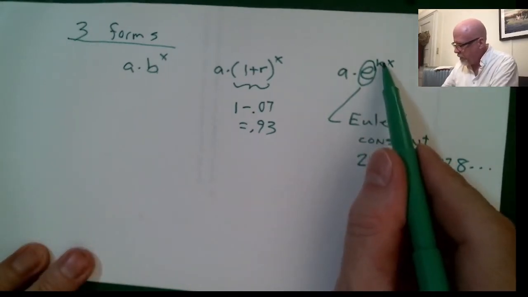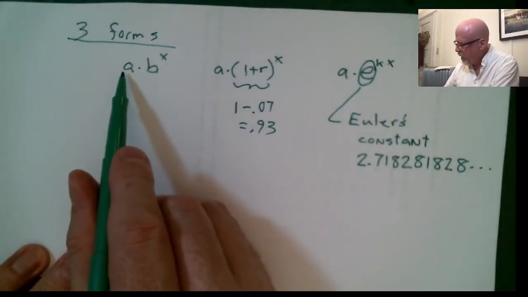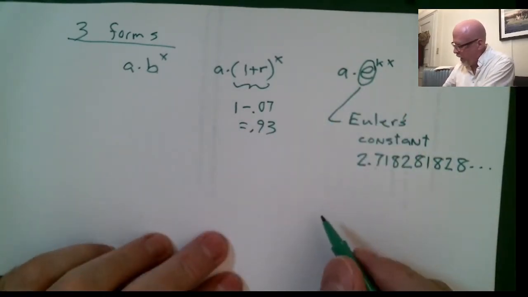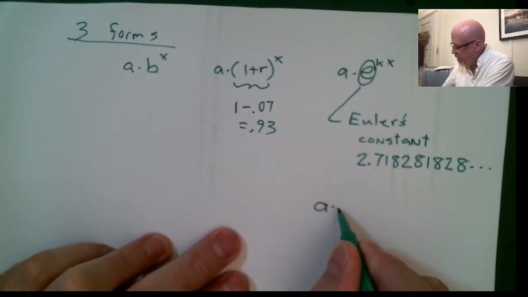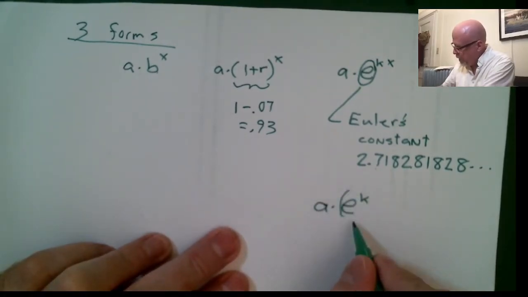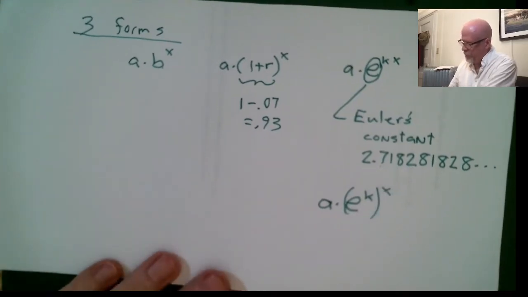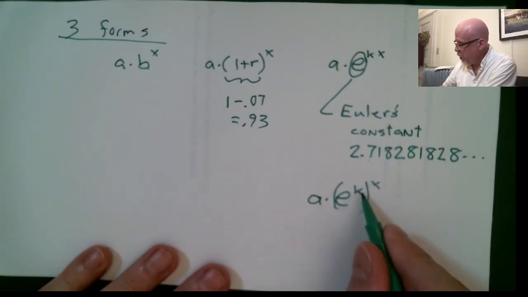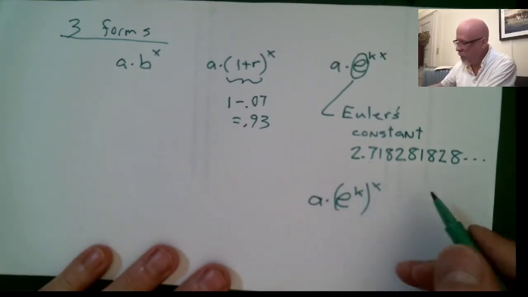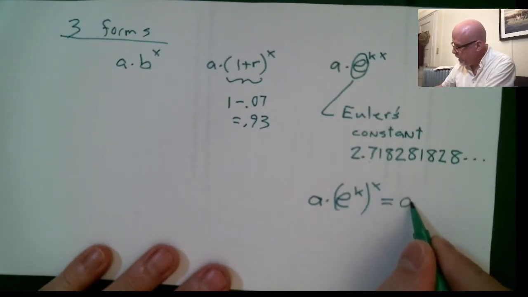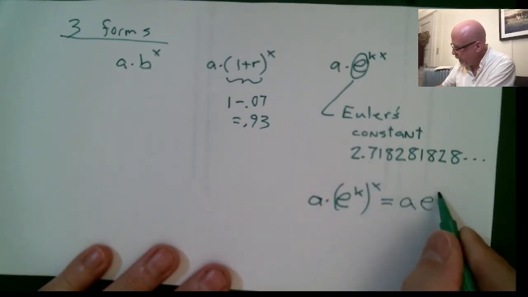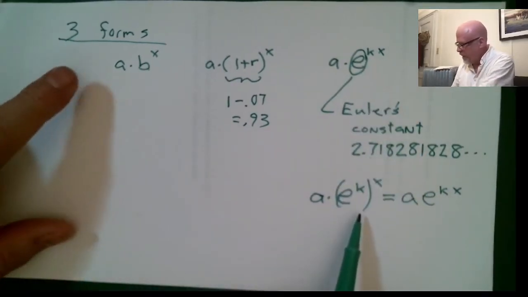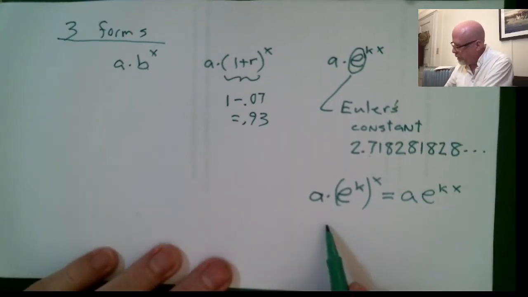k is some constant, and we're going to see how to tie these things together. One thing to notice is that if you have a times e to the k, and then you raise that to the x, just thinking about how exponents work, if you have a power raised to another power, you just multiply the exponents. So this is a times e to the kx, which tells you that just comparing the forms, b has to be e to the k.